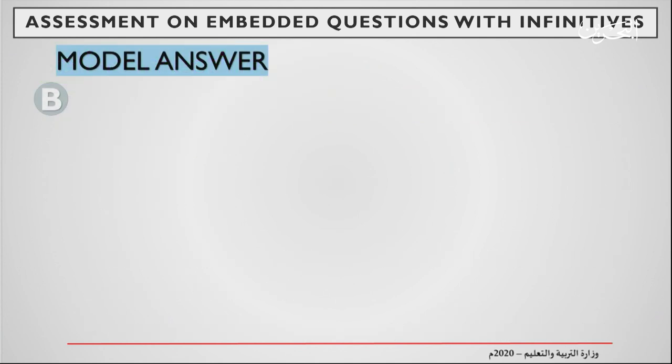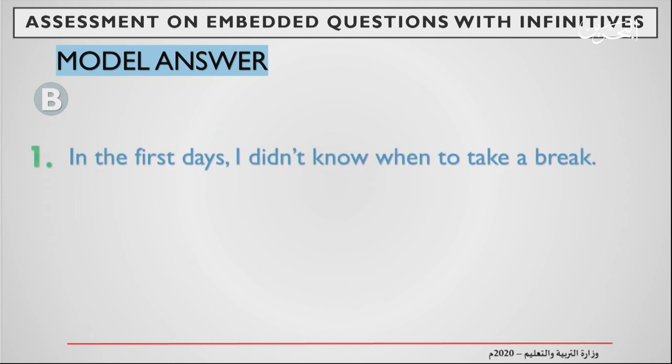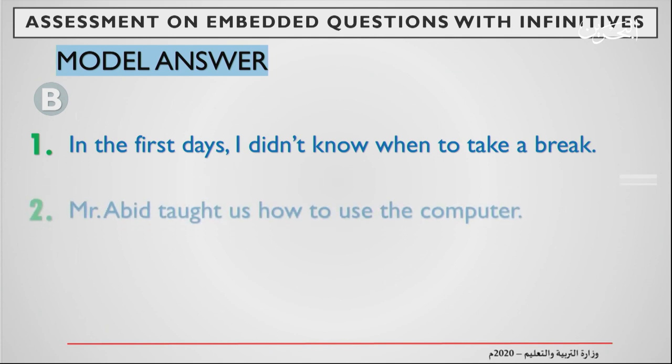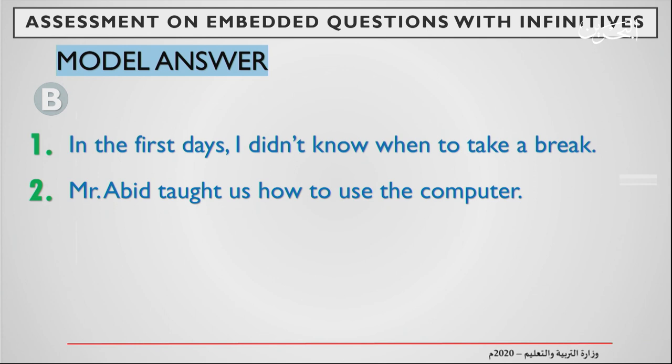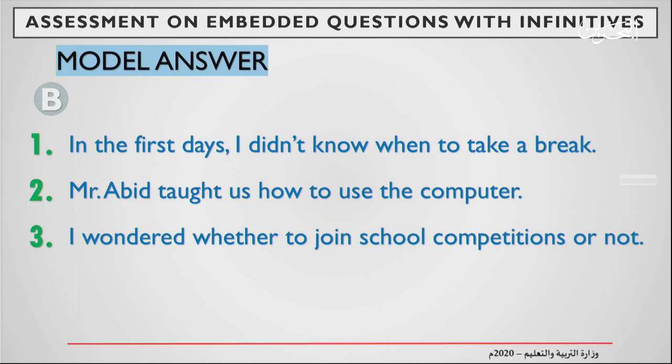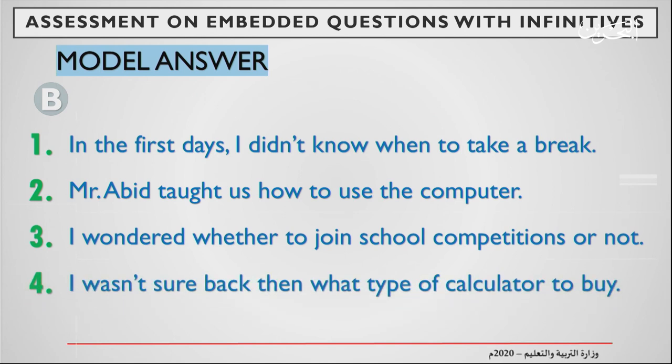Now, let's go over the model answer for question B. First one, in the first days, I didn't know when to take a break. Two, Mr. Abed taught us how to use a computer. Three, I wondered whether to join school competitions or not. Four, I wasn't sure back then what type of calculator to buy. Of course, these sentences should be different to yours, but you can compare both lists.